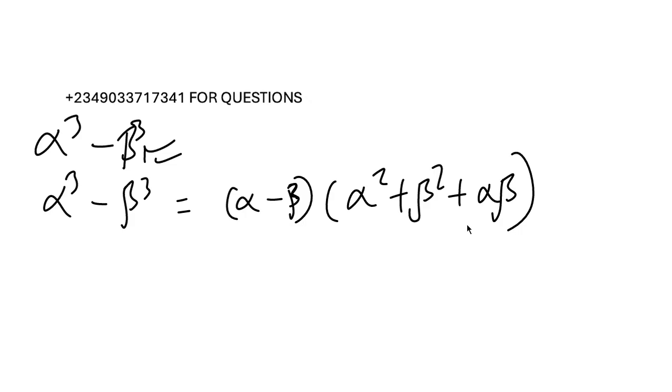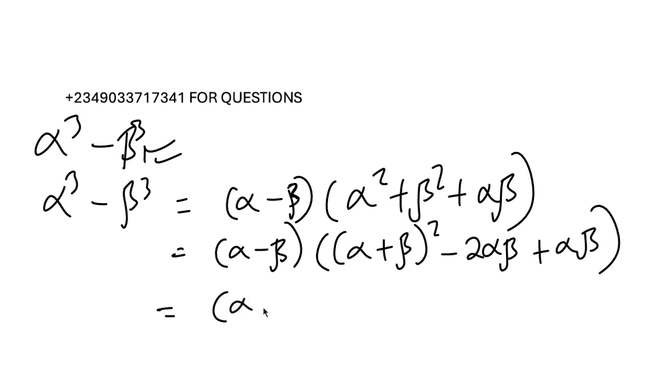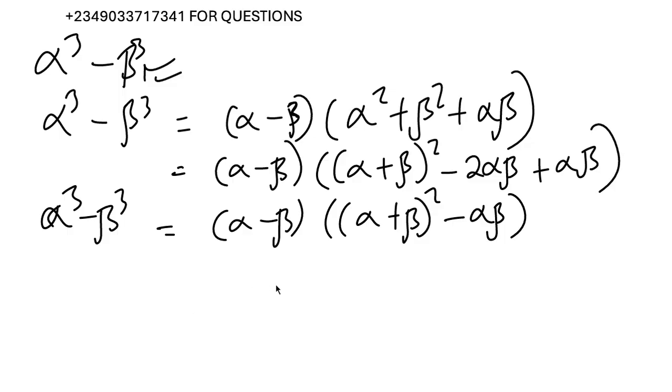I just want to get to my point now, right? So that will be alpha minus beta into this. You can notice that there's another identity we can get from this, which is alpha plus beta all squared minus 2 alpha beta, then plus alpha beta. Do you understand? Which will be alpha minus beta into alpha plus beta all squared minus 2 alpha beta plus alpha beta, which is minus alpha beta, just like doing minus 2 plus 1, which is minus 1. And at the end of the day, we can simply substitute.